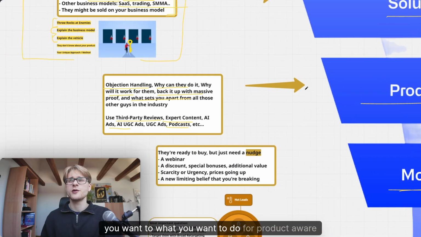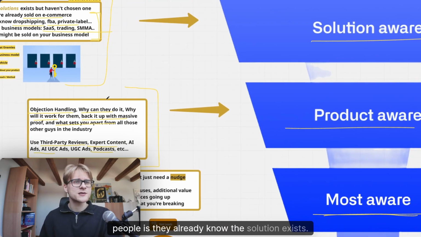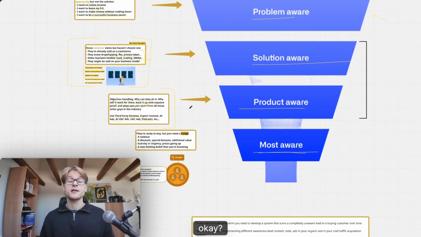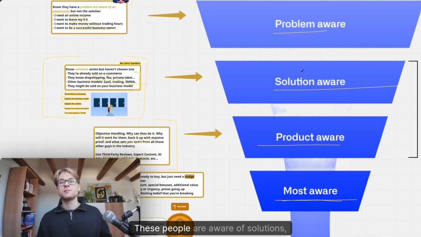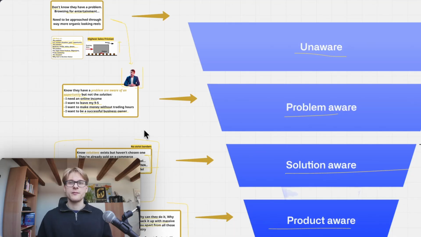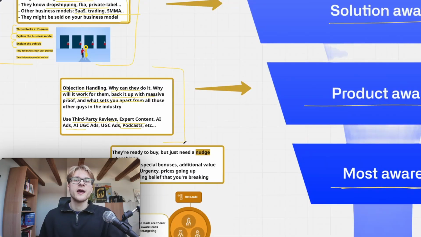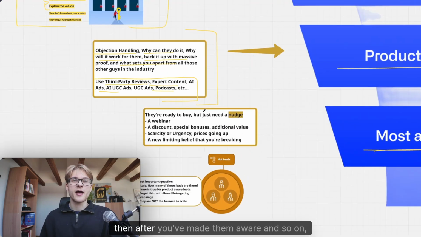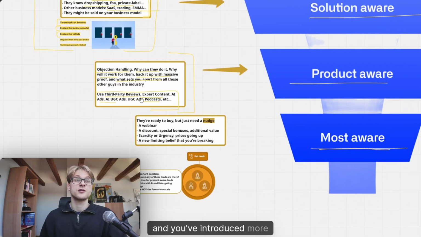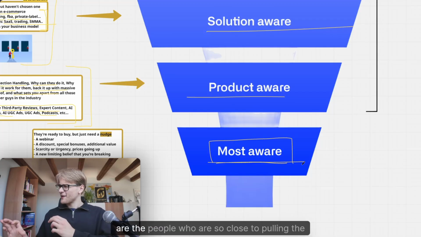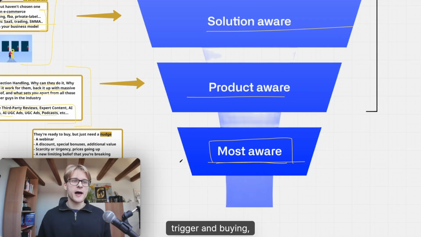What you want to do for product aware people is this: they already know the solution exists. They already know that you have a product to do so. They just aren't sold on your product yet. Okay, they're aware of your product. They aren't sold on your product. These people are aware of solutions, but they aren't sold on your solution. These people are aware of a problem, but they aren't sold on your existing product. Okay, and this is exactly why in this case you want to introduce more proof and more authority. So then after you've made them aware and you've introduced more authority, they become most aware. And most aware people are the people who are so close to pulling the trigger and buying, okay?